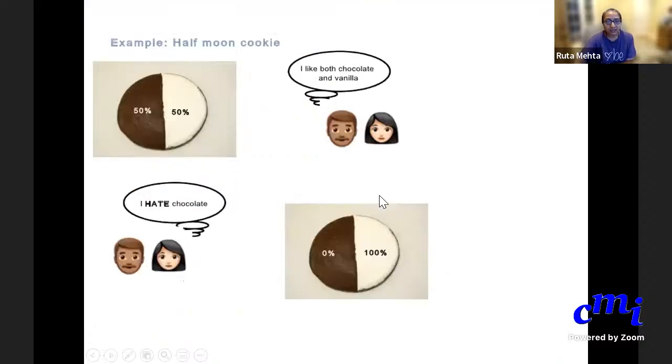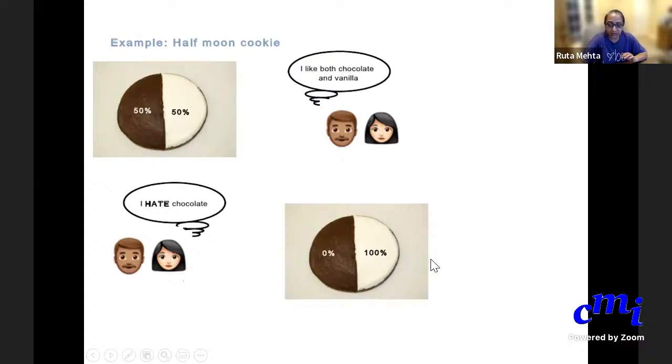Okay, and then we want to find a fair and efficient allocation. So let's do a thought experiment to understand what should be fair and what is efficient. Here, let's say we have two people, Raj and Geeta, and they both have this half moon cookie. Half of the cookie is chocolate, the other half is vanilla. This black part is chocolate, the white part is vanilla. Raj doesn't care. He likes both chocolate and vanilla equally. But Geeta hates chocolate. She only likes vanilla.